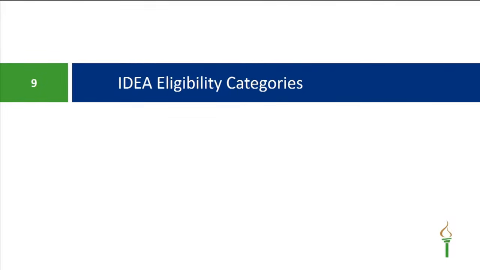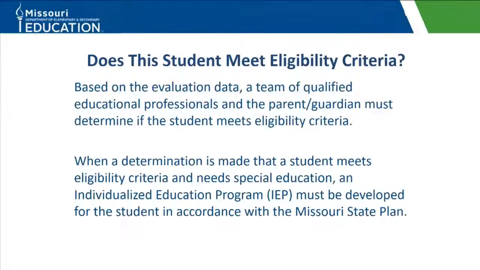In the next section of this webinar, we will briefly discuss the 16 specific eligibility categories as defined by IDEA and the Missouri State Plan for Special Education. Based on evaluation data, a team of qualified educational professionals and the parent or guardian must determine if the student meets eligibility criteria. When a determination is made that a student meets eligibility criteria and needs special education, an Individualized Education Program, IEP, must be developed for the student in accordance with the Missouri State Plan.